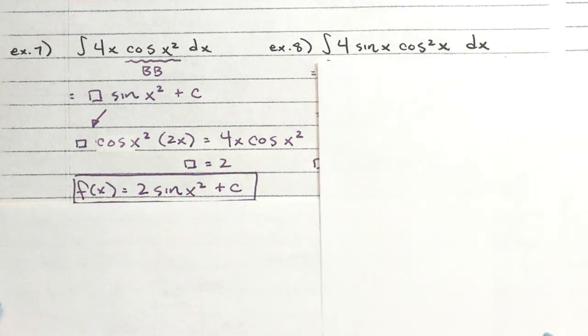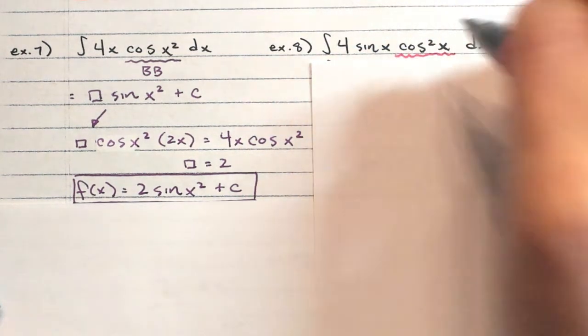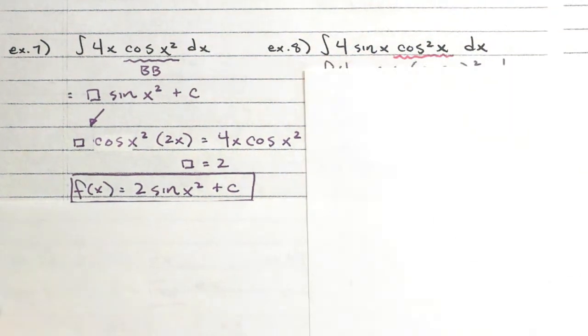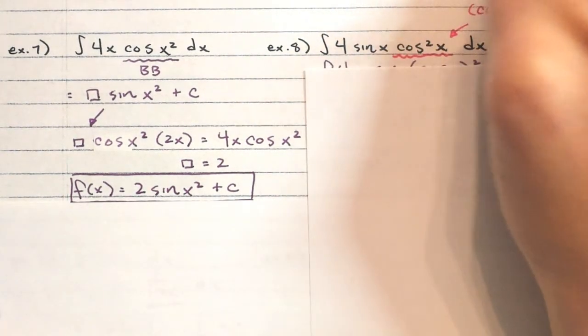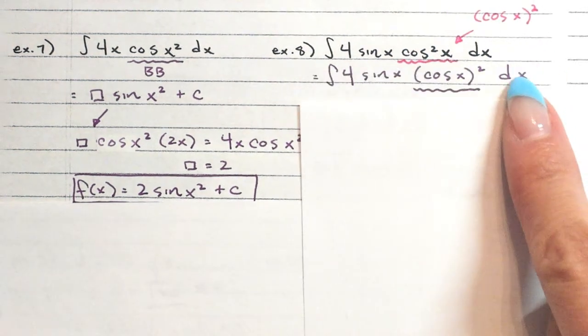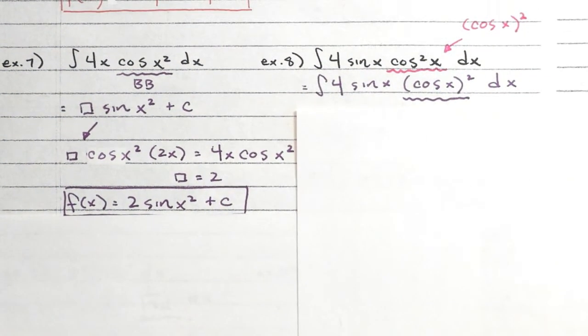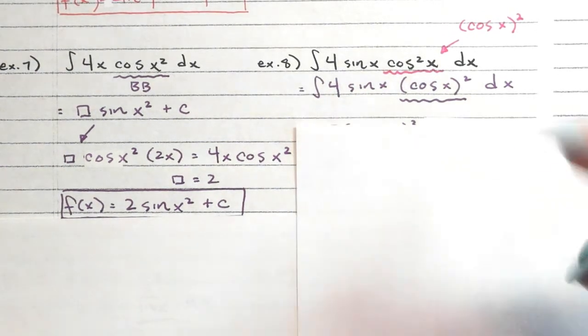Okay. So this one apparently I did not underline. So there's our Big Brother. And this is a little bit different. So remember this one we rewrote as cosine of x squared. So really, oh, I rewrote it here. There you go. So then I underlined my Big Brother. I'll label it.